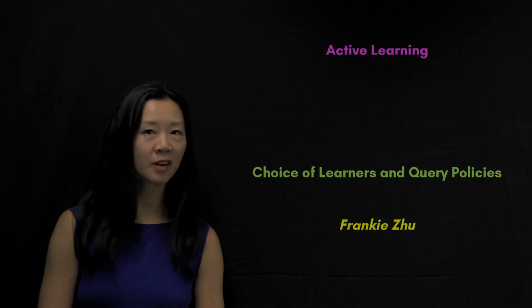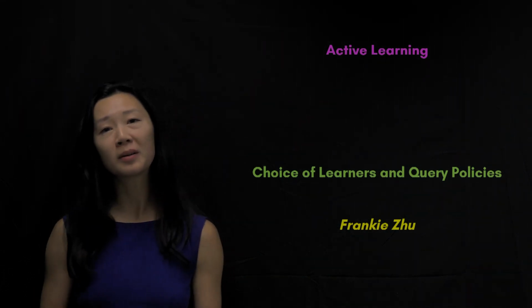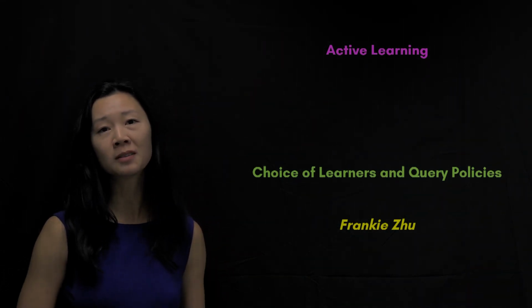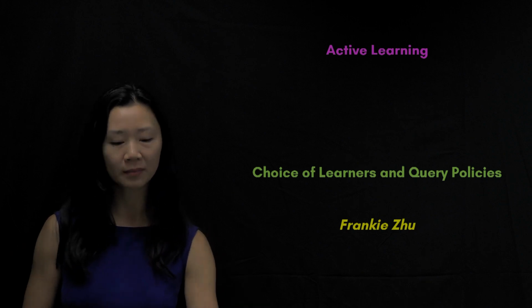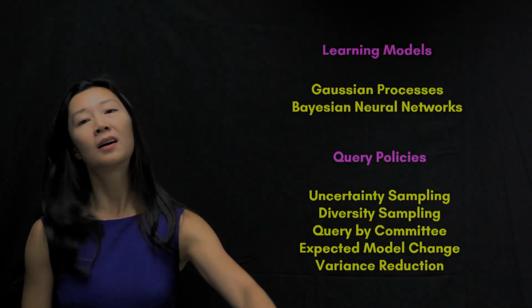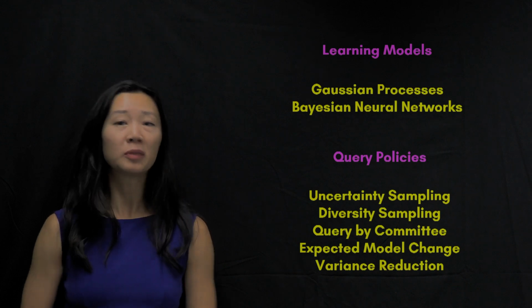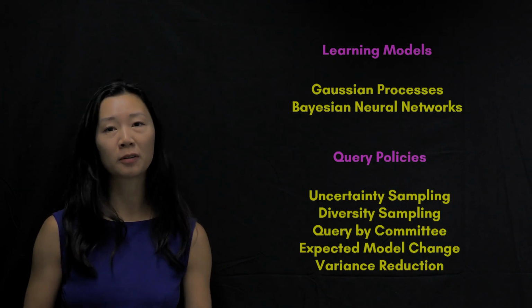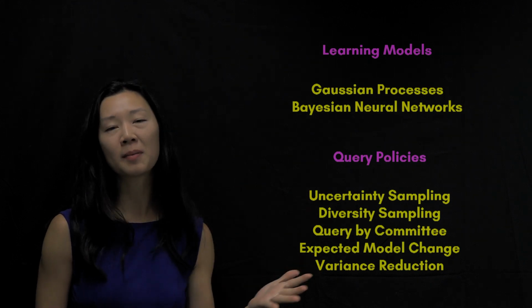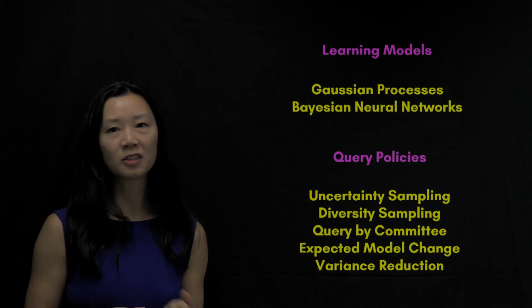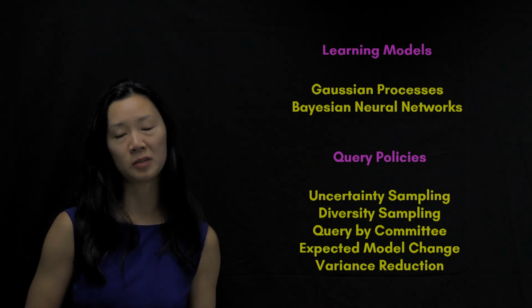This is the third video in the four-part series where we are going to cover the choice of learning models and query policies within the context of an active learning algorithm. Learning models and query policies are really impactful in the way that the algorithm performs, and so we want to discuss, of these learning models and query policies, the advantages and disadvantages of how each one of these work.